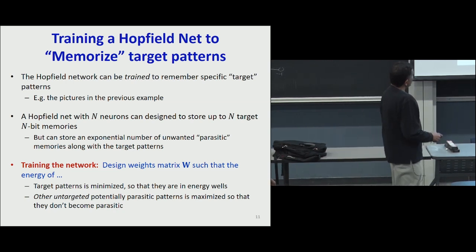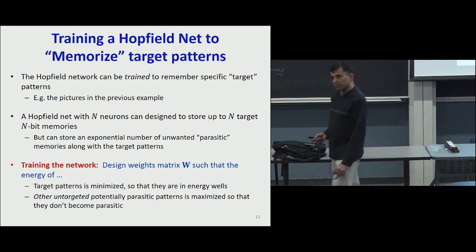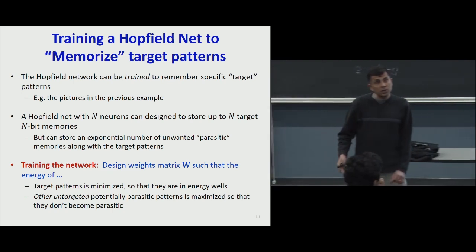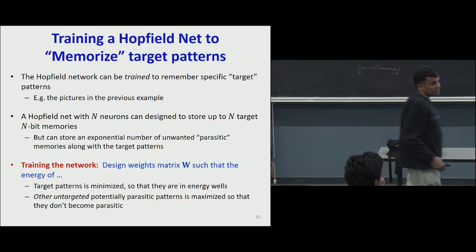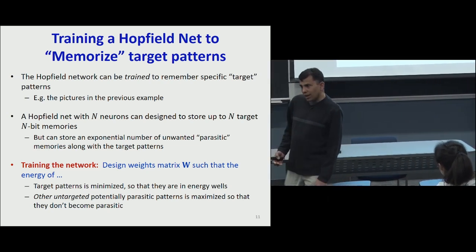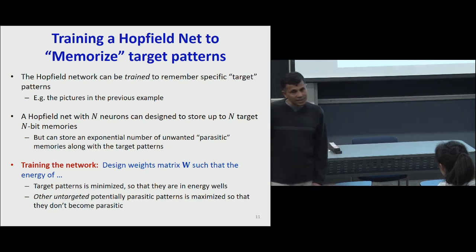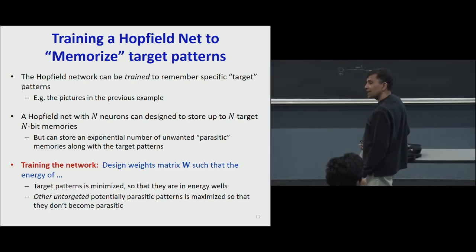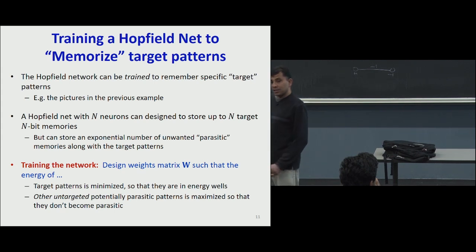Now, in the process you can also store an exponential number of unwanted parasitic memories. These are patterns that you didn't want the network to remember, but they also are energy wells in the energy contour, and so the network also has an unfortunate habit of settling at states which were not patterns that you wanted to remember.